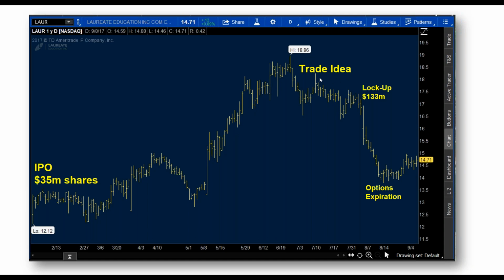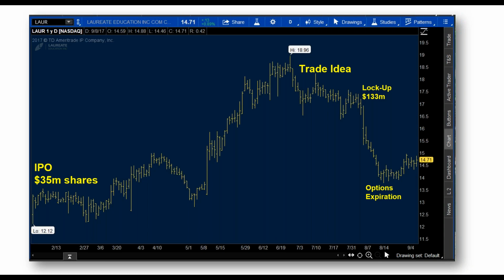Share the trade idea, this is where traders get in, lockup comes out, 133 million shares that were previously restricted are now available for sale. What's going to happen when a huge amount of supply comes in and the demand is just not there? That stock is going down.